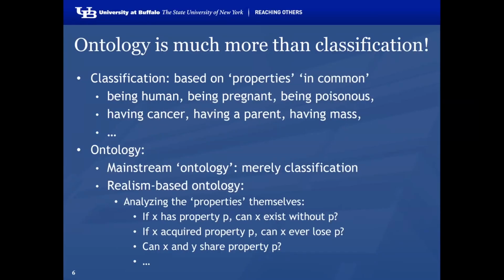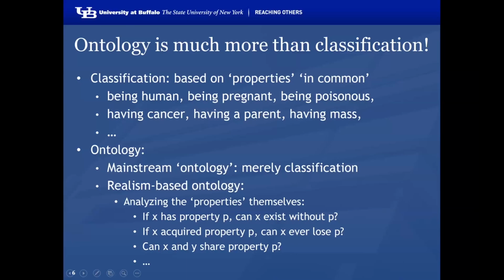Be aware ontology is much more than classification. Okay, classification itself is based generally on properties that are said to be shared in common by certain things. Properties are, for instance, being human, being pregnant, being poisonous, whatever you can think of, or having cancer, having a parent, having mass. Okay, those things are all properties. It is not by coincidence that you see that many of the properties, when you express them in natural language, actually start with gerunds like being or having.